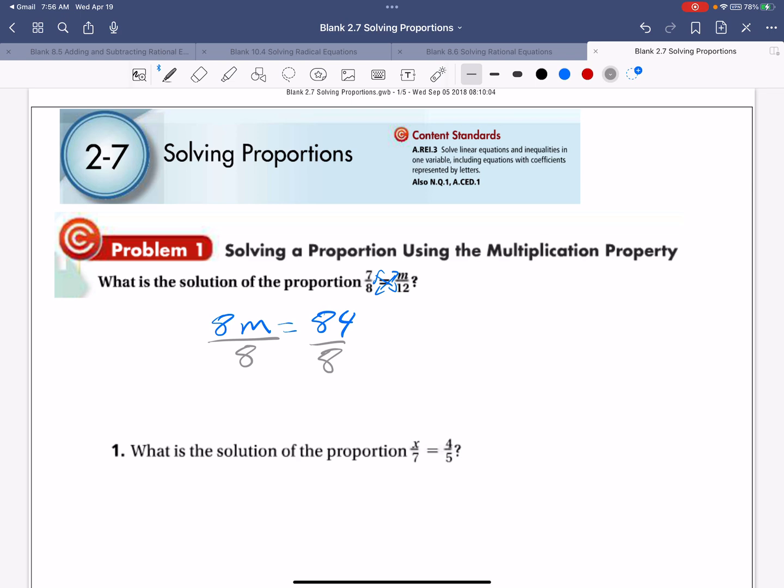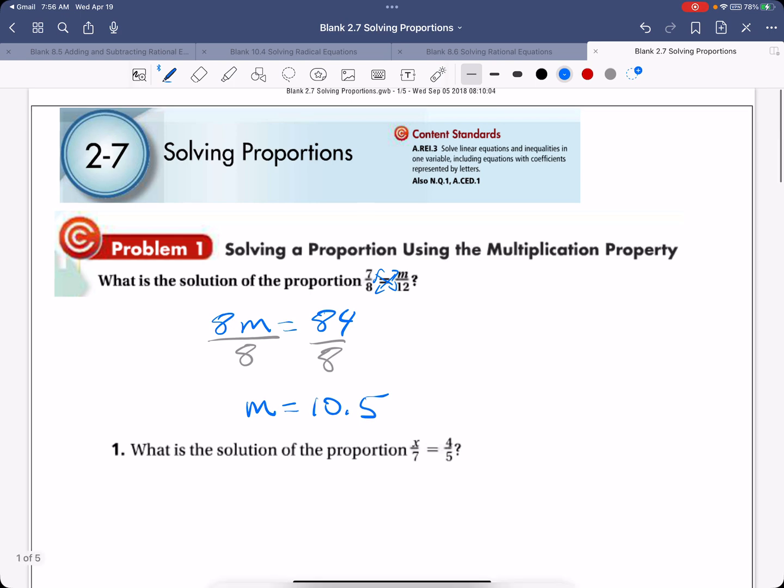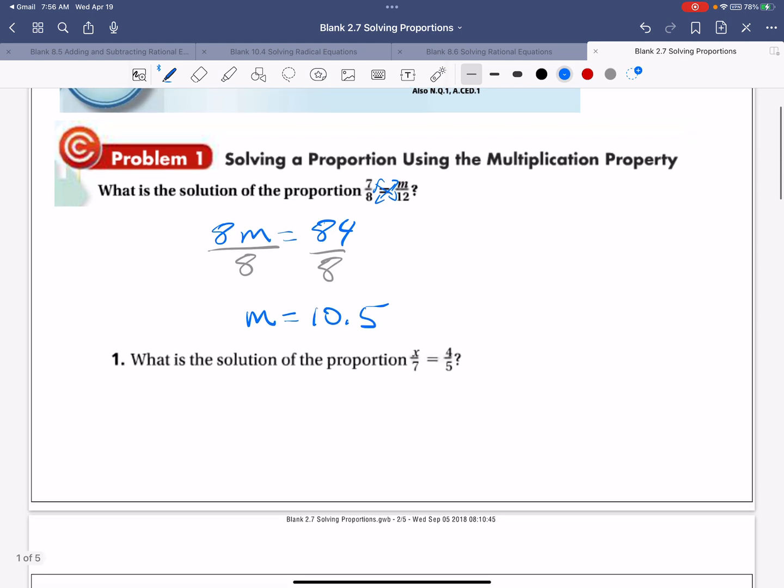When we do that, we get n equals 10.5. Okay, so there's the first problem. Second problem here, again, same concept. We're just cross multiplying. Again, remember, as always, we start out easy and then it gets a little more challenging.